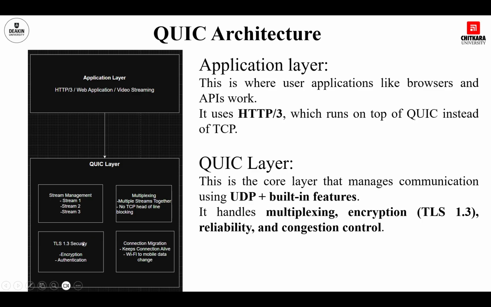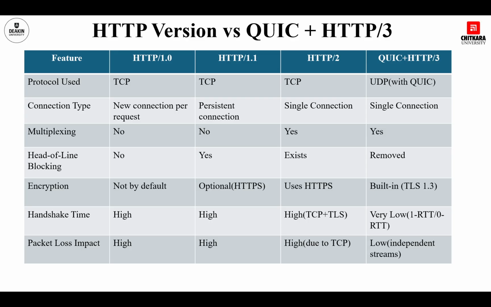We have TLS 1.3 security. We have the feature of multiplexing, as multiple streams work together. There is a dedicated stream for each web object, which avoids the head of line blocking seen in TCP. We have the stream management in the QUIC layer. Let's move to the next slide.